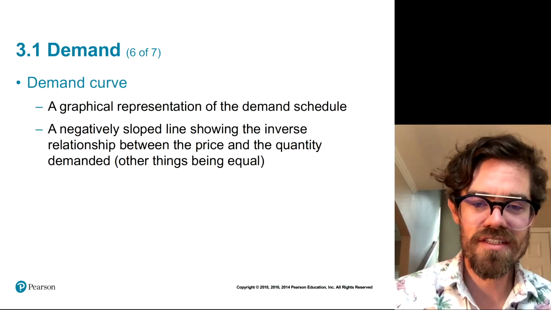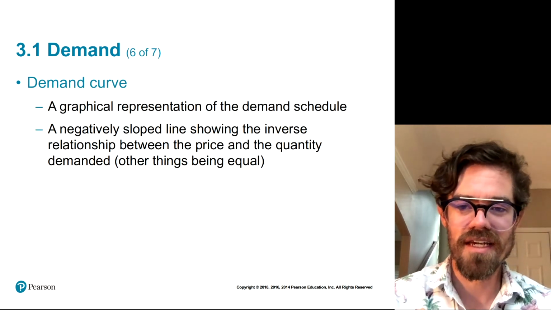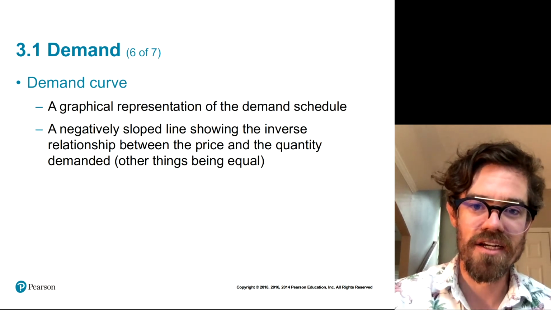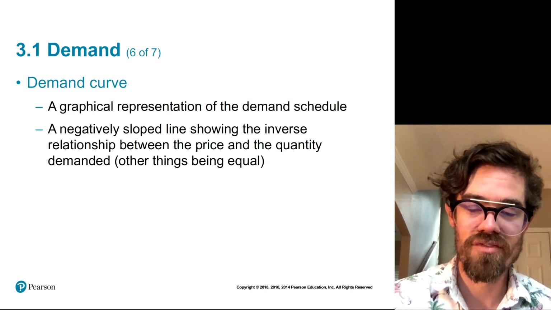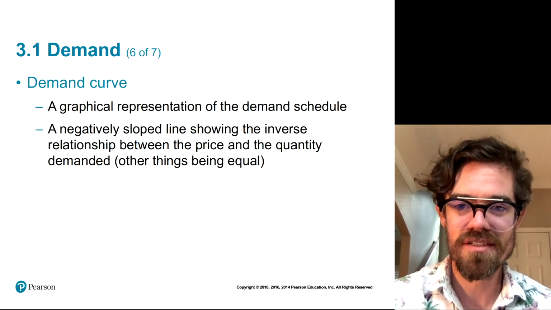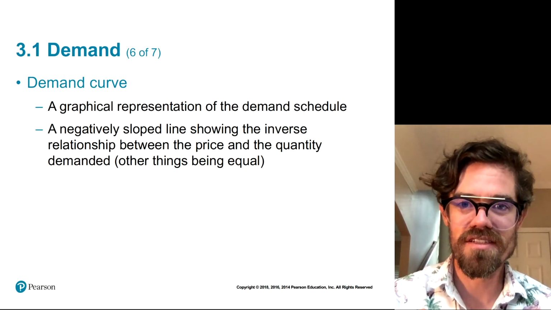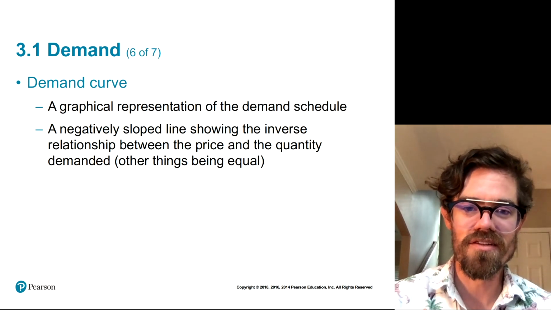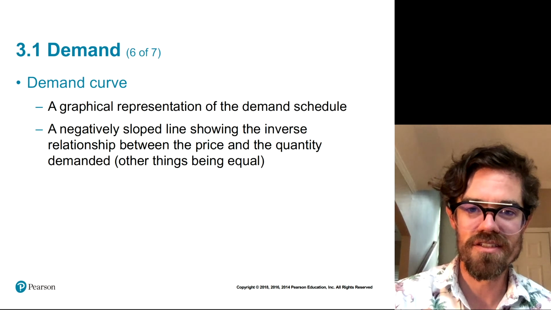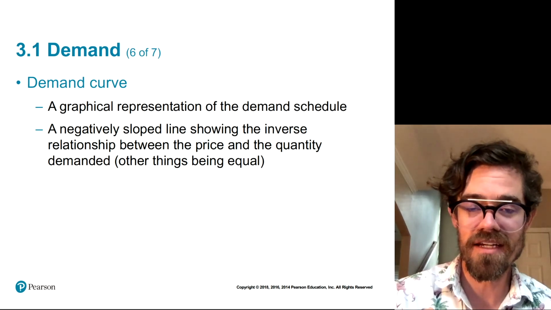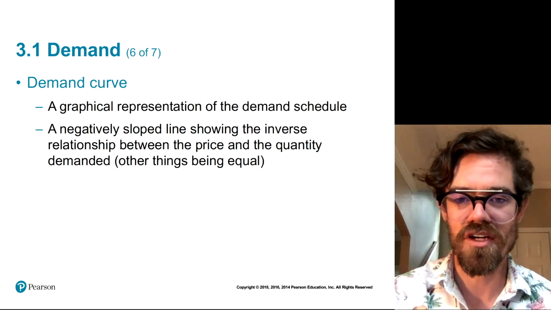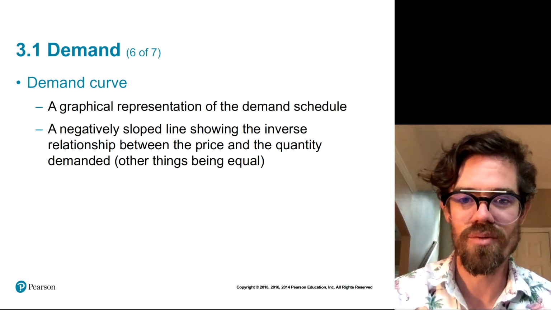So we've seen the demand schedule already in the table example that we saw earlier, but we can also illustrate demand in a curve in a graph. And it turns out that this is the preferred way of doing it for most economists because the graph conveys the same information much more quickly. And the shape of this curve is going to be a negatively sloped line, and this is basically because of the inverse or negative relationship between price and quantity demanded.